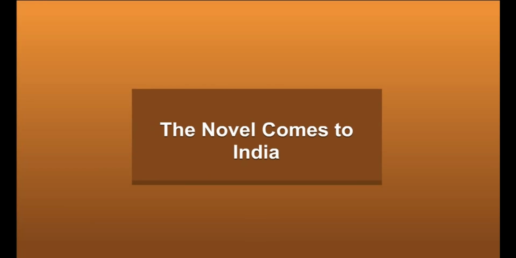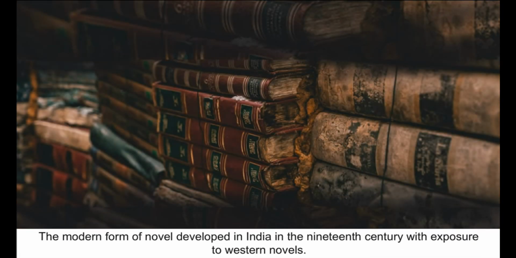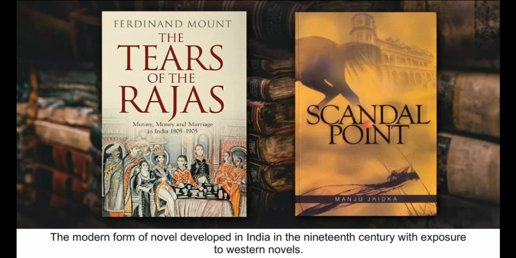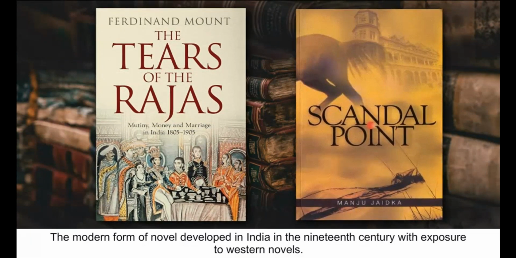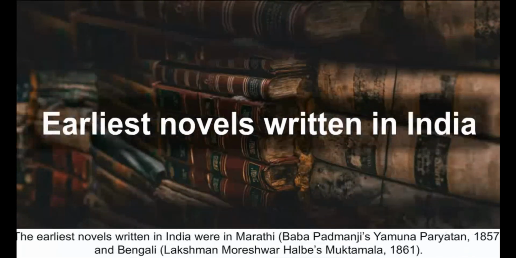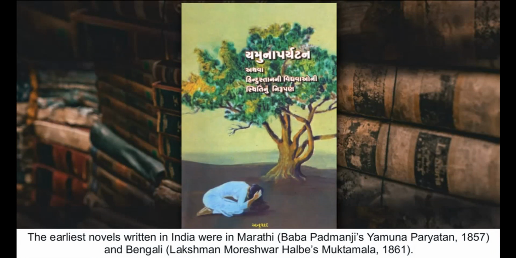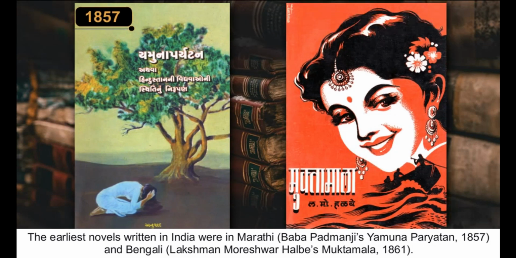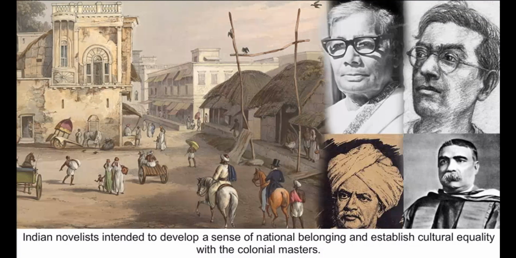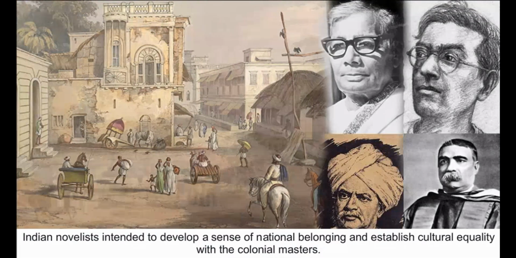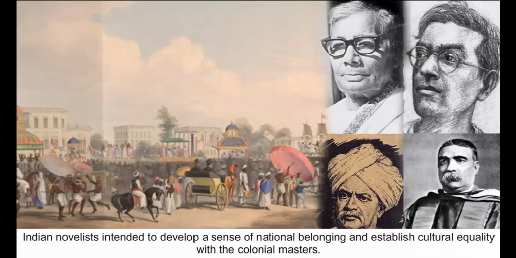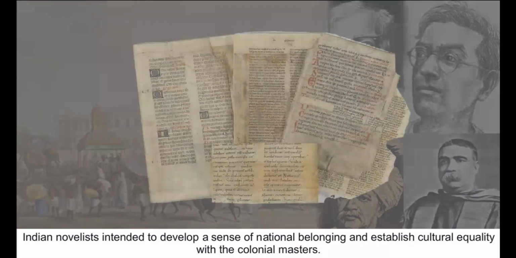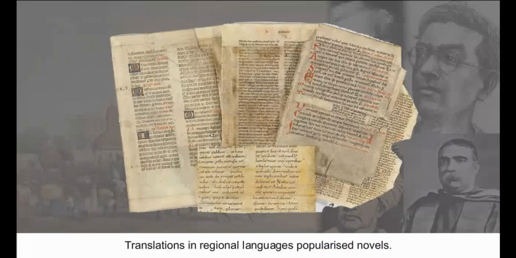The novel comes to India. The modern form of novel developed in India in the 19th century with exposure to Western novels. The earliest novels written in India were in Marathi, Baba Padmanji's Yamuna Paryatan, 1857, and Bengali, Lakshman Moreshwar Halbe's Mukta Mala, 1861. Indian novelists intended to develop a sense of national belonging and establish cultural equality with the colonial masters. Translations in regional languages popularized novels.